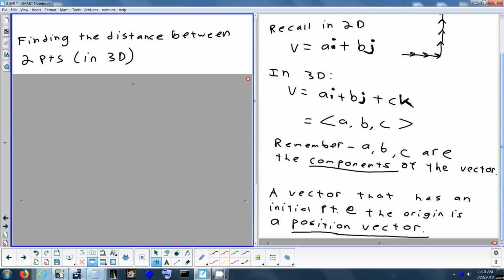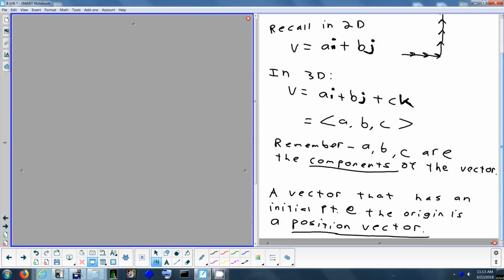So a vector that has its initial point at the origin is called a position vector. Okay, I'm going to come back to this. I had skipped over it. It's fine. I'll finish up position vector and then I'll come back to distance.